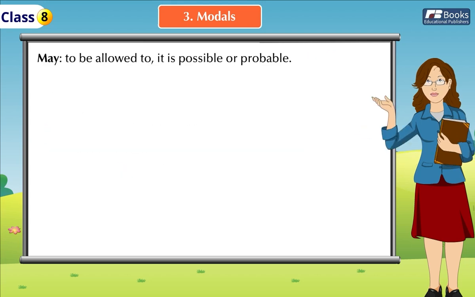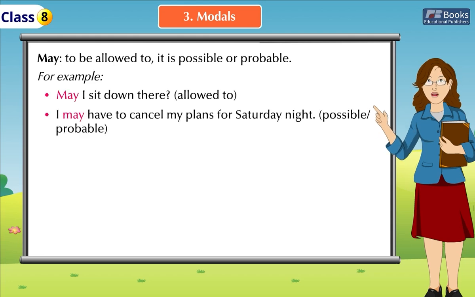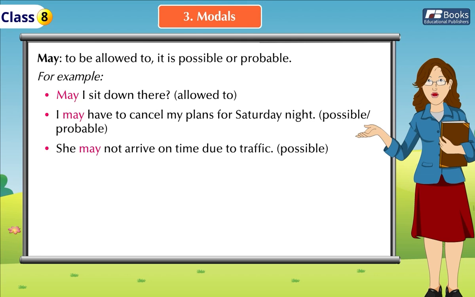May, to be allowed to. It is possible or probable. For example, may I sit down there? Allowed to. I may have to cancel my plans for Saturday night. Possible or probable. She may not arrive on time due to traffic. Possible.